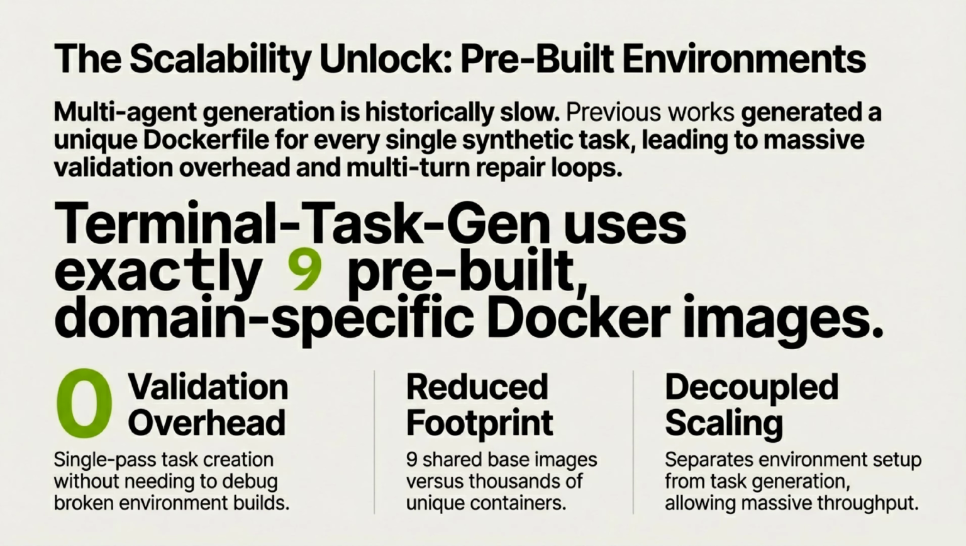So, how did we scale this without slowing down? The major unlock was using pre-built environments. Historically, generating a unique Docker file for every single task led to massive validation overhead. Terminal Task Gen, instead, uses exactly 9 pre-built, domain-specific Docker images. This results in zero validation overhead for broken environments, a massively reduced container footprint, and decoupled scaling that allows for massive throughput.